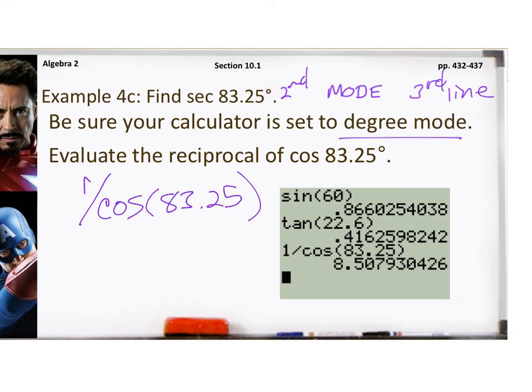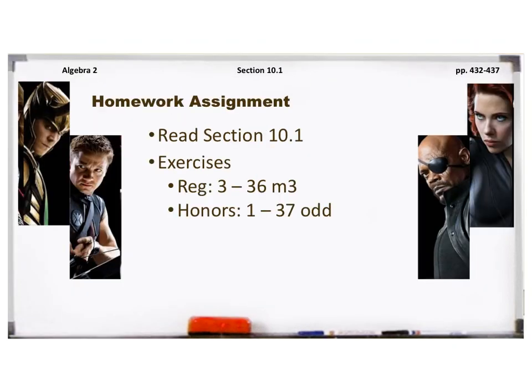So it's going to be 1 divided by the cosine of 83.25. And that should give you 8.5. For trig functions, we usually use 4 decimals. So it's going to be 8.5079. Okay, so that's how you use it on your calculator.